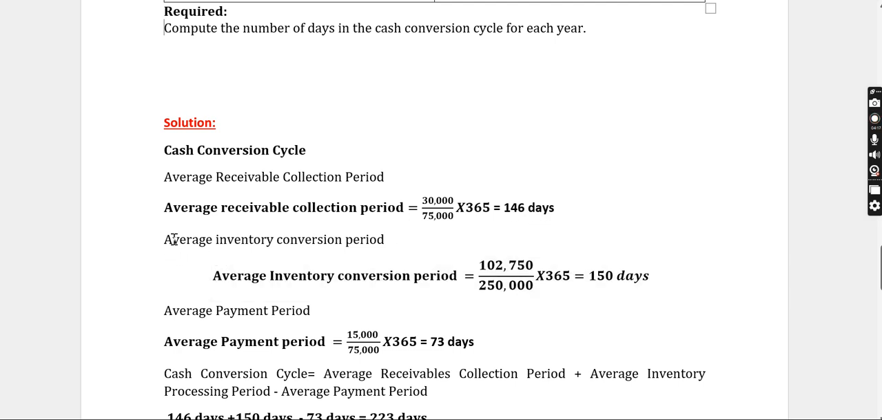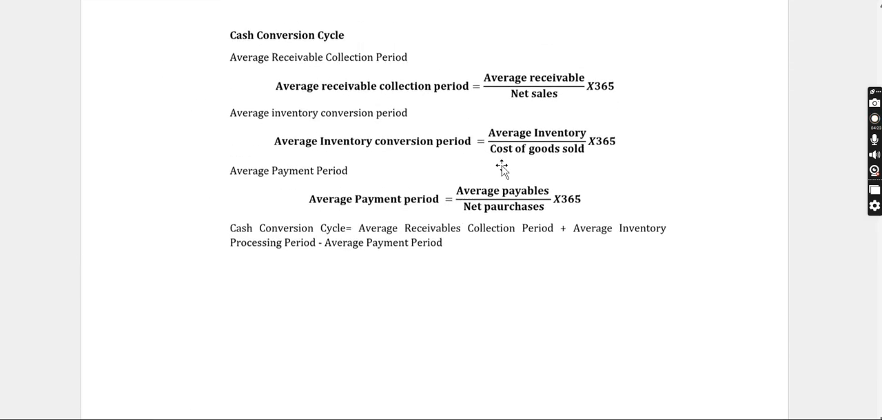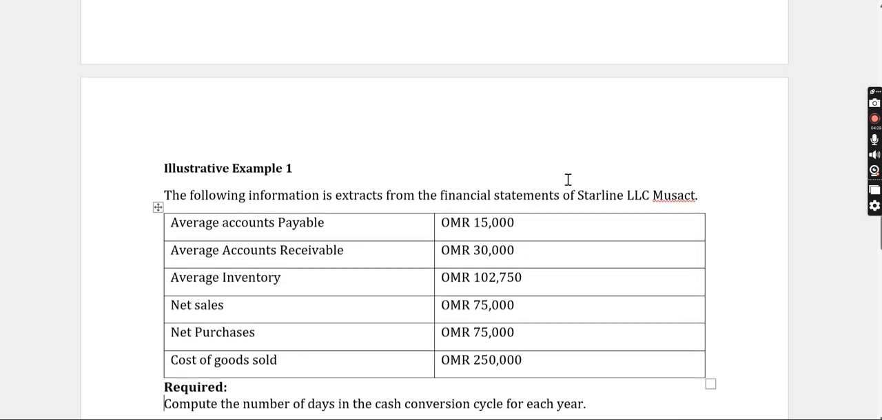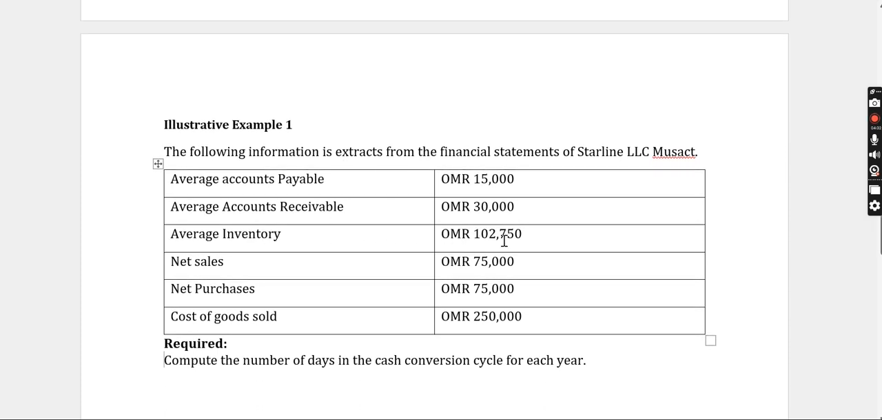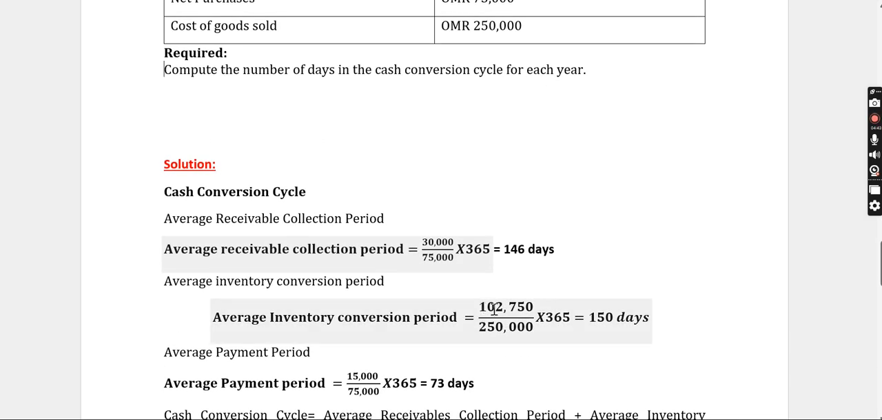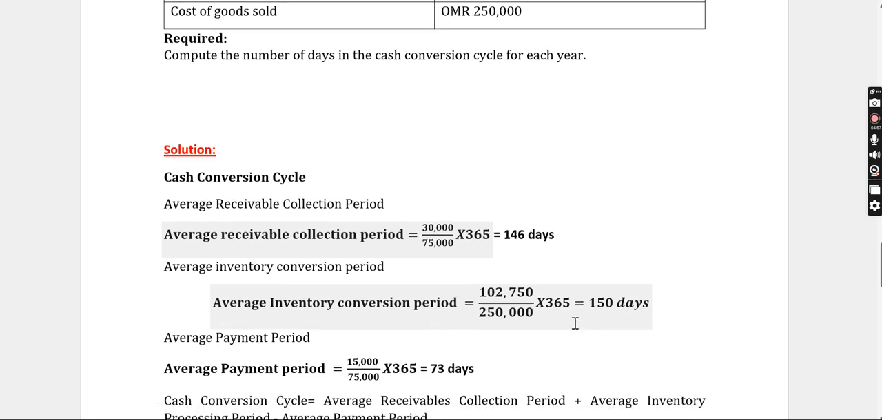Number two, we should calculate the average inventory conversion period, which will be equal, as per the formula, to average inventory divided by cost of goods sold, multiplied by 365. So the average inventory is 2,750, divided by cost of goods sold, which is 250,000. So 2,750 divided by 250,000 multiplied by 365 will be equal to 150 days.